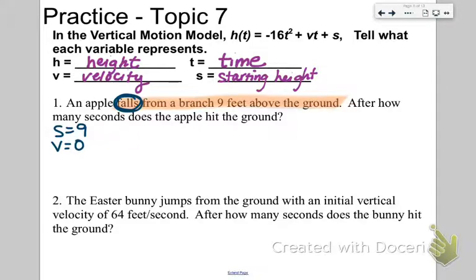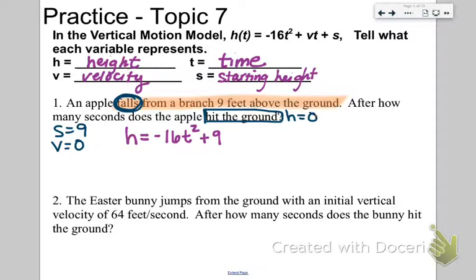Right, when we look at the equation, we've got h of t, or just h, is equal to negative 16t squared. Our velocity is 0, so we're going to plug that in. Our starting height is 9. So I erased the velocity because we don't need the 0 in there. It's just going to clear a little bit of things up when we try to factor.